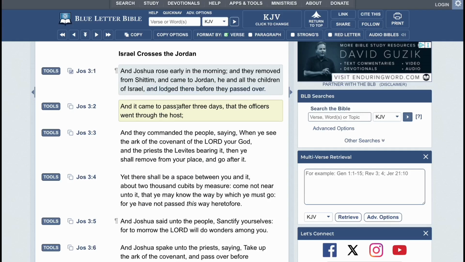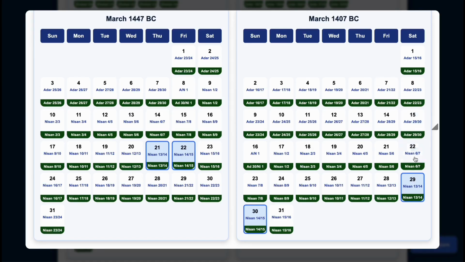"And it came to pass, after 3 days, the officers went through the host." So again, we're given another time reference, after 3 days. And Mr. Camping had pointed out that this is Hebrew language for the end of 3 days. So if they first arrived on the 22nd, that's the first day. You have to count that because that's 1 day that they've actually arrived at Jericho. They would have lodged the night there. This would be the second day, March 23rd. And this would be the third day, March 24th, right here, which corresponds to Nisan 8/9, March 24th.